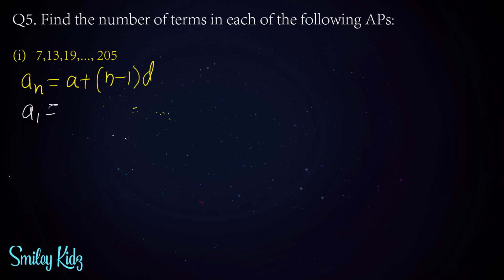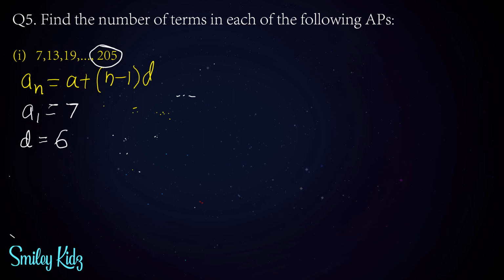Always remember from the AP we can extract A and D for sure. But the last term is also given in this particular AP. That means AN is also given for us. Now first, what is the value of A1? It is 7. What is the value of D? 13 minus 7. That's going to give you 6.